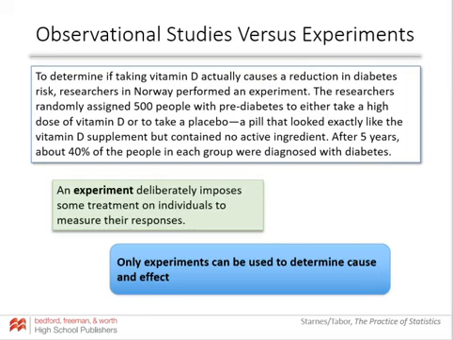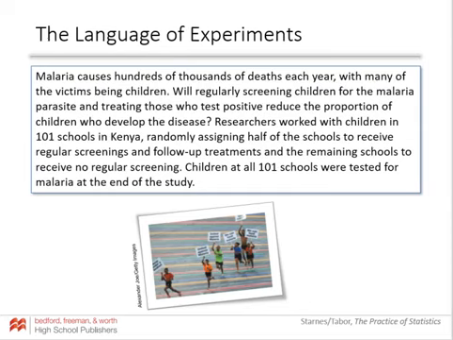Okay. Only experiments can be used to determine cause and effect. Okay, so does vitamin D cause the risk of diabetes to be lower? The only way we can do that is through an experiment. Observational studies don't give us enough information because of potential confounding.